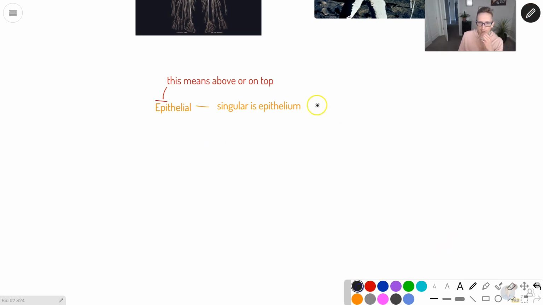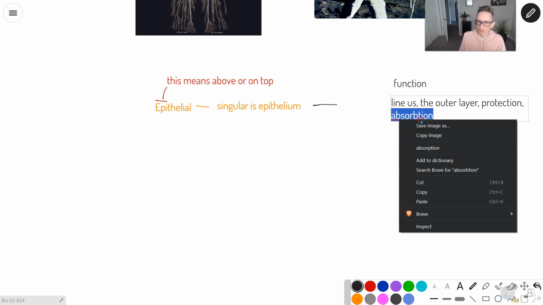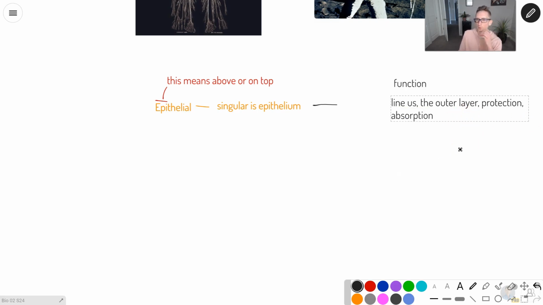Okay, and what do these do? We'll put the function over here for all of these. Function. These line us, the outer layer. They're useful for protection. Absorption. Just to name a few. Protection and absorption. They line us. They're the outer layer of something, useful for protecting us. And let me pull up a little picture here. Let me pull up a couple actually.